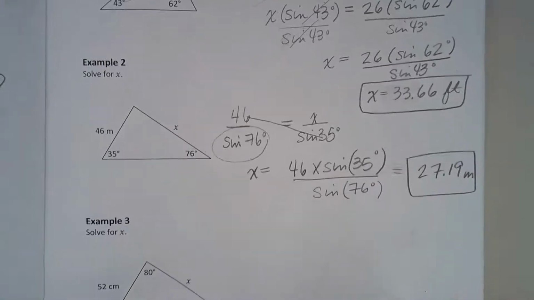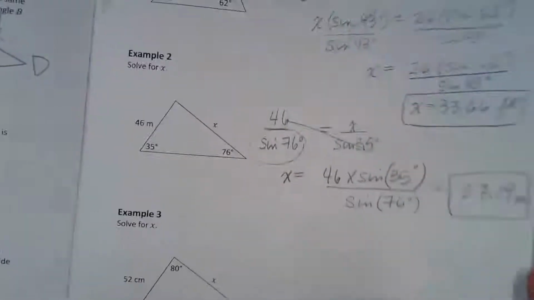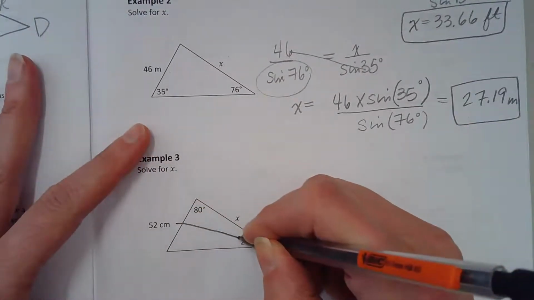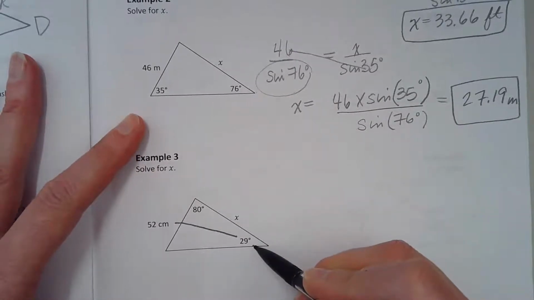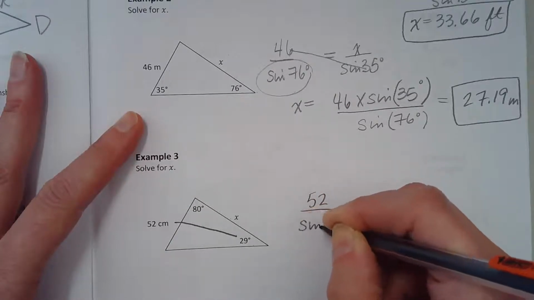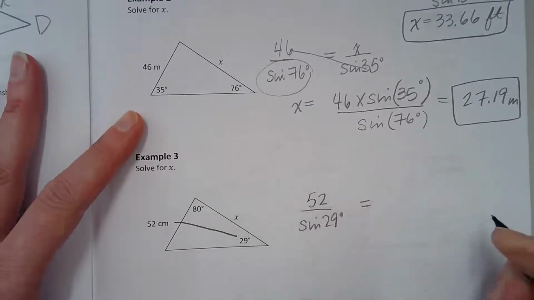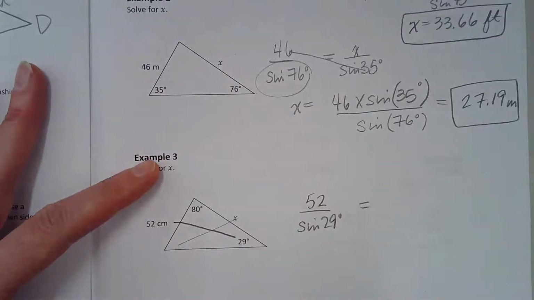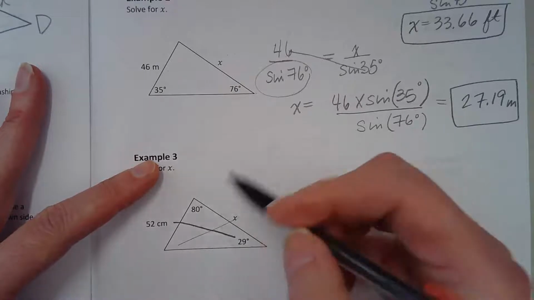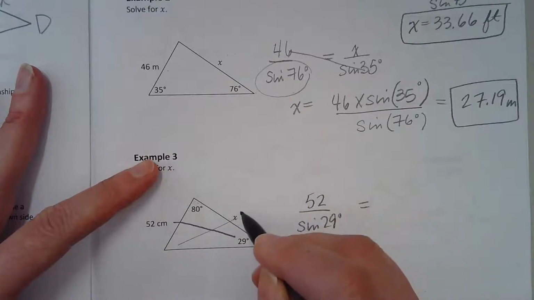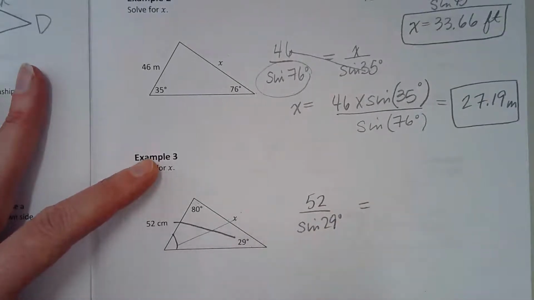But okay, let's try our last one. Do we have a partnership? Yes, we do. 52 and sine 29 are a partnership. What's the problem here, though? When I'm supposed to solve for X and I look for X's partner, it's not there. I could use 80, but 80's partner is something I'm not asked to find. I'm asked to find X. I'm without a partner angle. What do I have to do here?